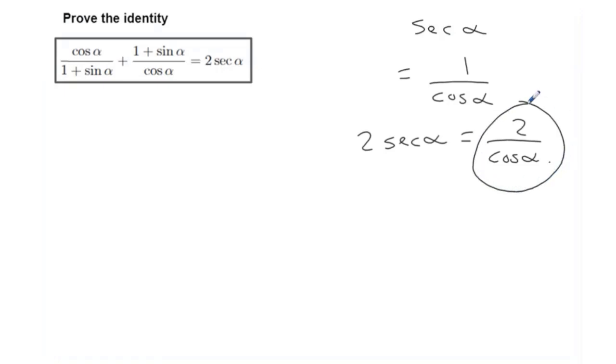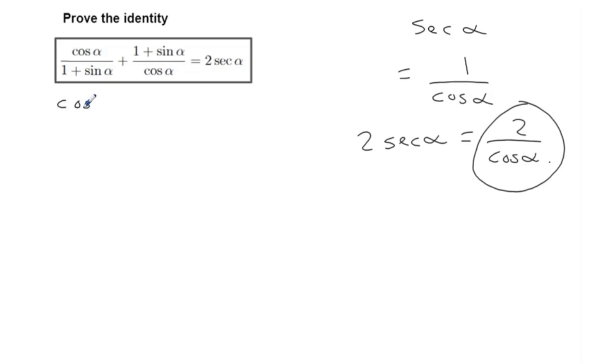It's just one simple fraction, right? On the left-hand side right now, we have a sum of 2 fractions. The best way to turn the sum of 2 fractions into one fraction is to actually add the fractions. There's no obvious nice common denominator, so the common denominator is going to be 1 plus sine alpha times cos alpha. So we're going to begin.